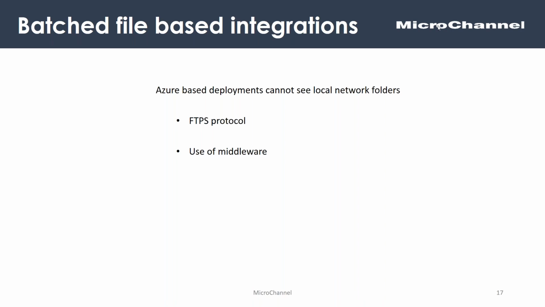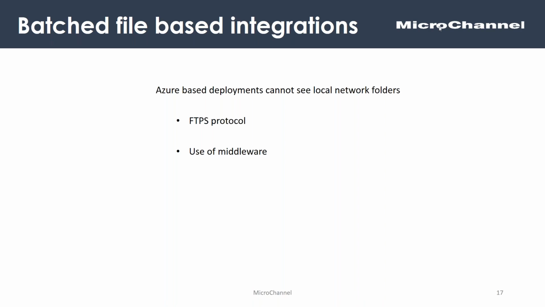But on Azure-based implementations, files basically need to come in either through FTP or through using our web services. The reason is that Azure-based Dynamics implementations don't see any local network folders. They are completely locked.